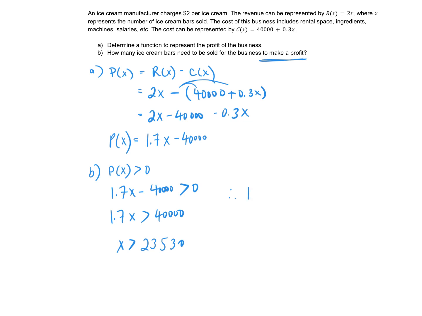Therefore, the business needs to sell 23,530 bars to make a profit. Sorry, actually, they need to sell 23,530 bars or more to make a profit. And there we have it, a mini application of combined functions.